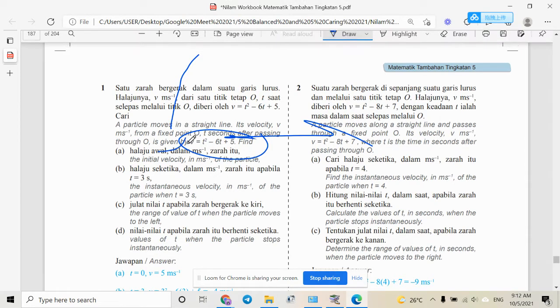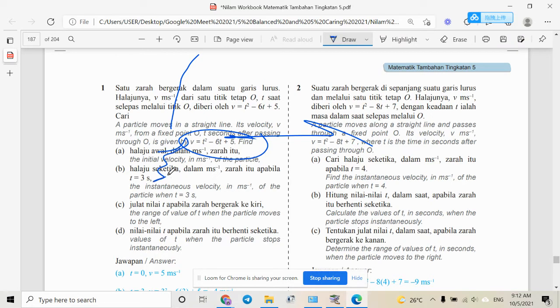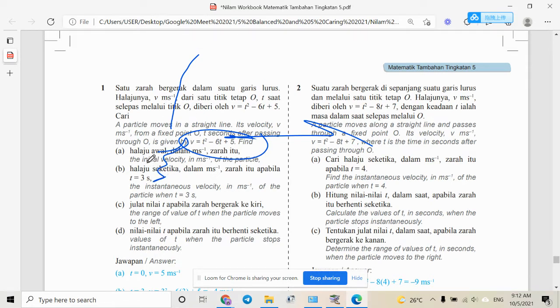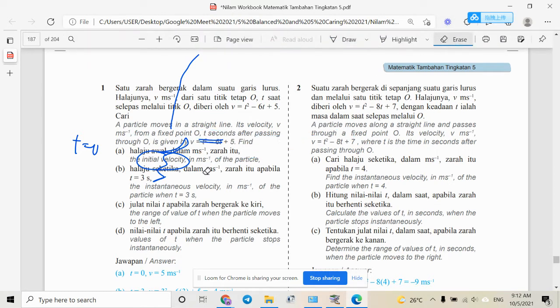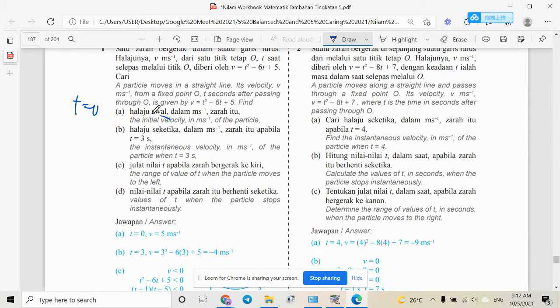V in terms of t. And then they say, find initial velocity. So how are you going to find initial velocity? Initial meaning that t equals 0. So when t equals 0, what is the v value? You just substitute t equals 0. So this 2t equals 0. Then you get v equals 5. So this one is the initial velocity. Remember the keyword initial meaning that when t equals 0, what is the value?